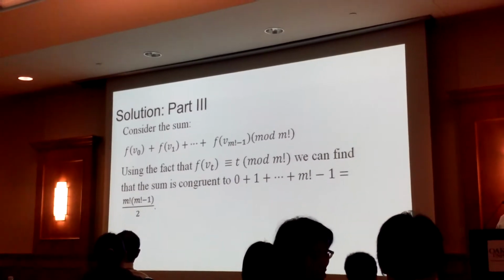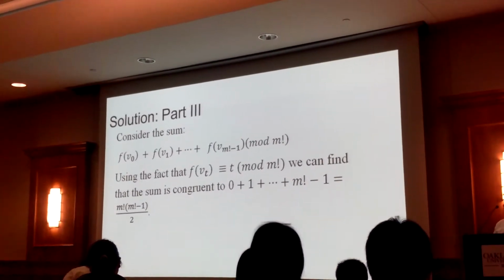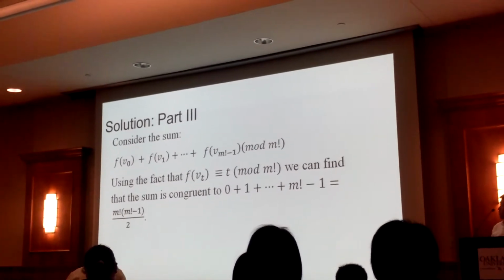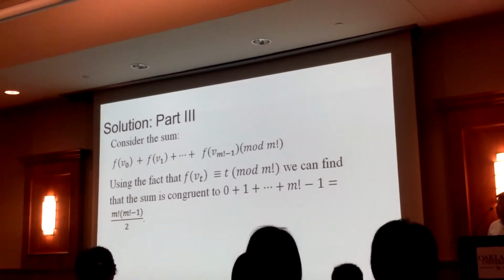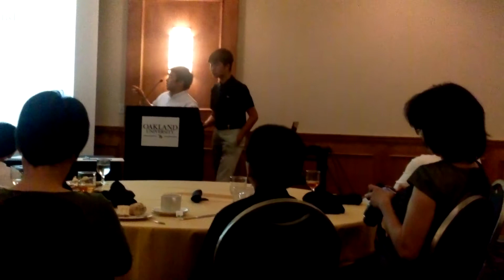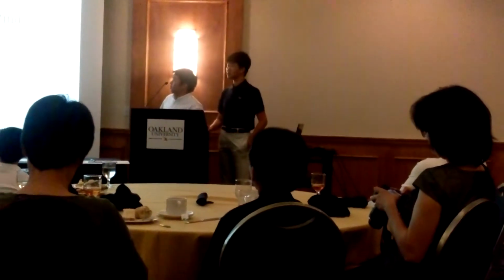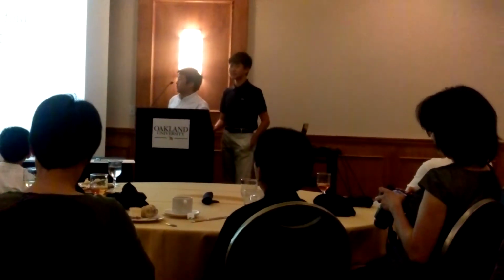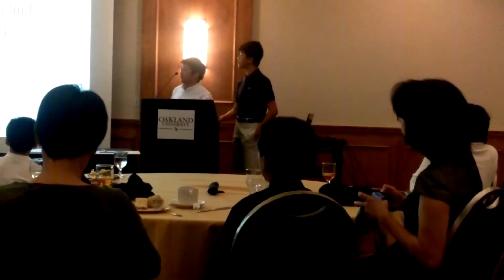So consider the sum of f of v0 plus f of v1 all the way to f of v m factorial minus 1 mod m factorial. Because we know that t is congruent to f of v subscript t for every t, we can replace all those numbers with 0, 1, all the way to m factorial minus 1, and then that sum would be m factorial times m factorial minus 1 over 2.